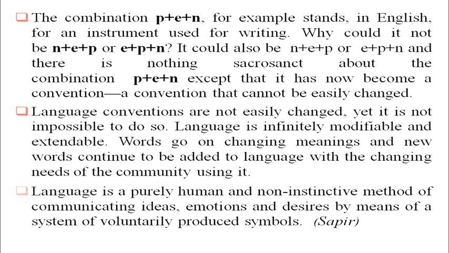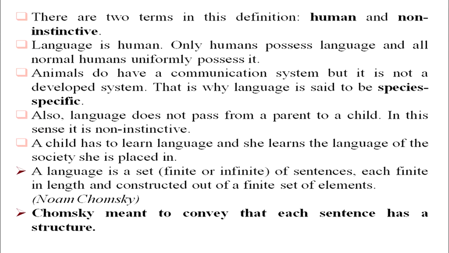Language is a purely human and non-instinctive method of communicating ideas, emotions and desires by means of a system of voluntarily produced symbols. This definition was given by Sapir. As we know, there are two terms in this definition, human and non-instinctive. So, language is species specific. That means this kind of language is only given to the human. Only humans have language, and it is non-instinctive. It is not genetically transferred.